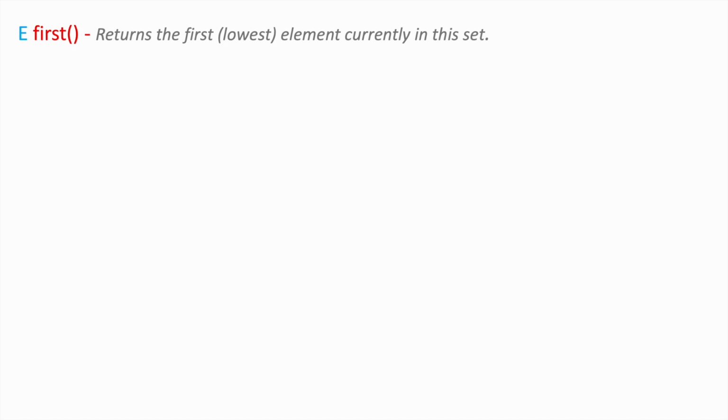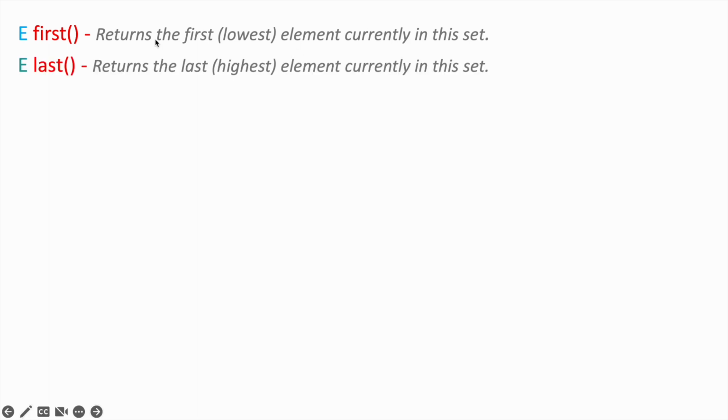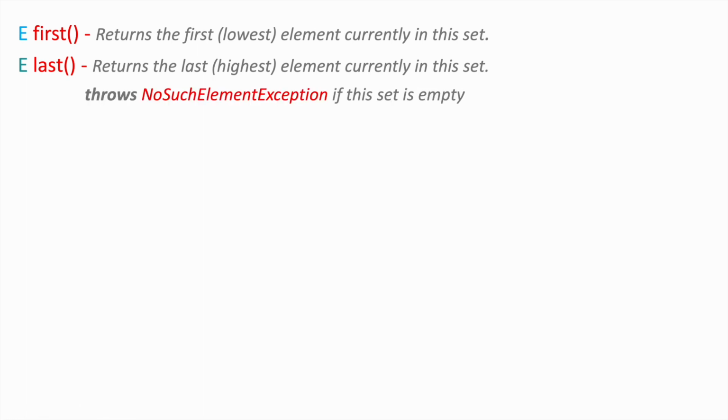What does the first method do? It returns the first element currently in this set. It will return the first element of that sorted set. The last method returns the last element currently in this set. The first and last methods may throw a NoSuchElementException if the set is empty. If the sorted set is empty and you try to apply the first or last method, it will give a no such element exception.